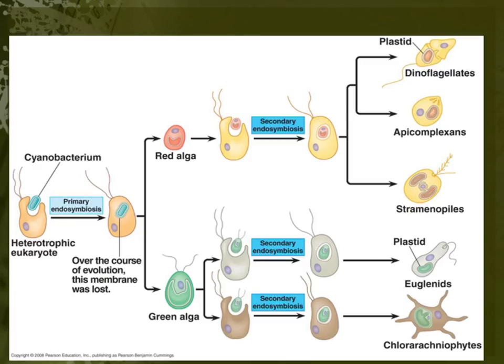Again, this is just another little diagram of the endosymbiont theory and how we would have ended up with different types of algae and different types of organisms. And all these things way over on the right here are different versions of what we call protists. Protists are organisms that we'll talk about next unit, but in a real brief summary, some of them are very similar to animal cells, and some of them are very similar to plant cells.